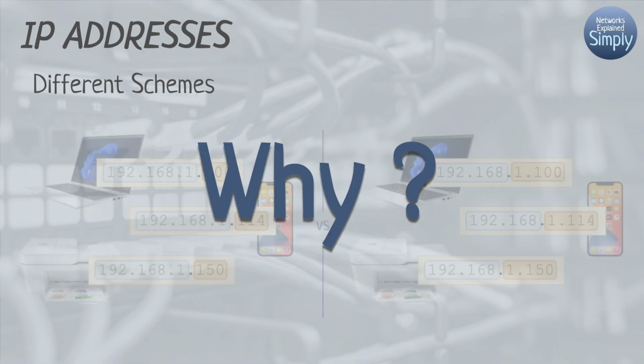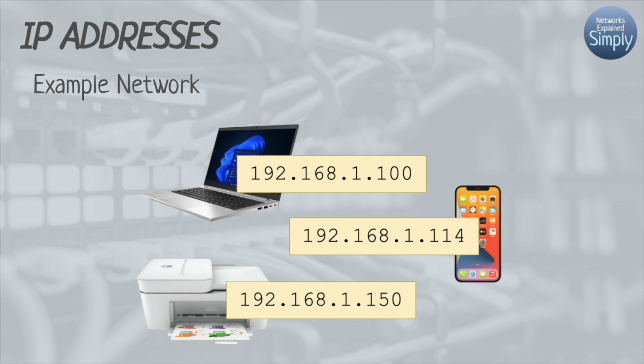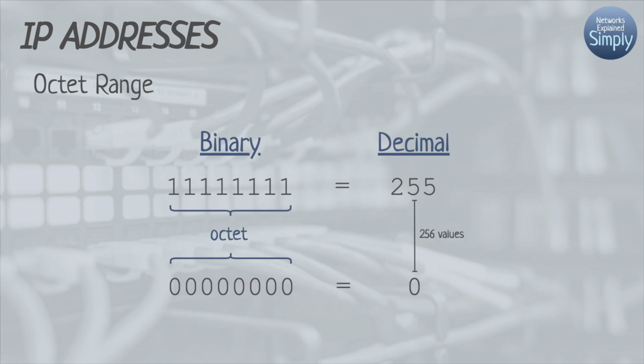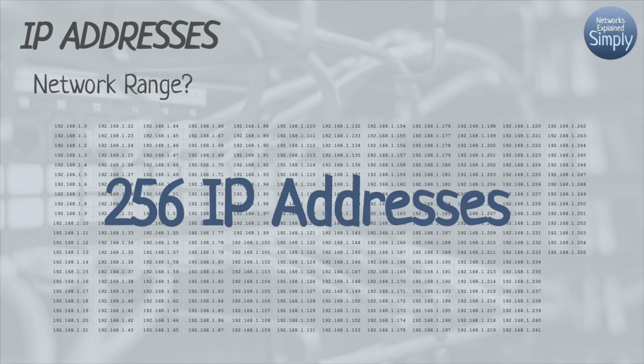You might be wondering, why would one network be different from another? Is there a reason to choose one way over the other? Let's go back to our example. For this network, we guessed that the first 3 numbers of each IP address represents the network, while the last number represents the host. Remember that the maximum value for each number in an IP address is 255, which means that there are 256 possible values, counting the number 0. So if we've guessed correctly, that means there are exactly 256 unique IP addresses on this network.